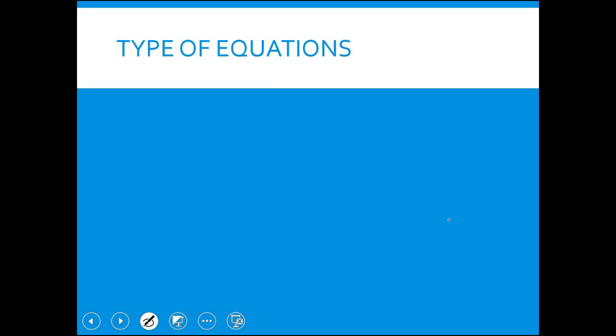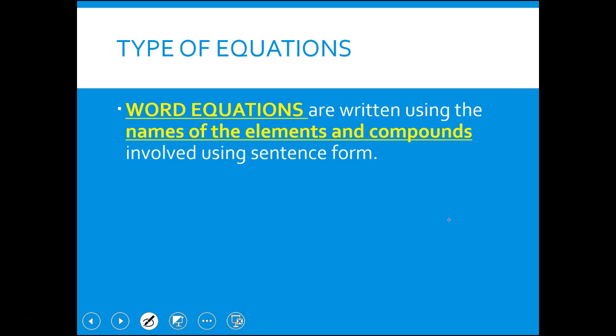So types of equations. There are essentially 3 types of equations that we could see. The first type is a word equation. A word equation is basically a written expression of the chemical reaction, and it involves a sentence. It's all words. We talk about the chemical reaction in words as if we would write it in an English class.